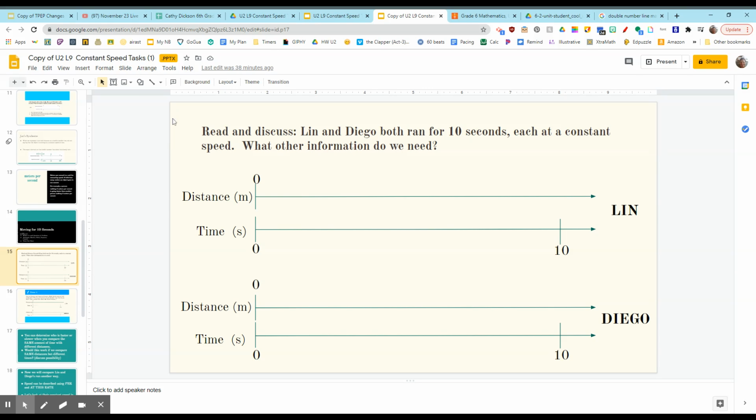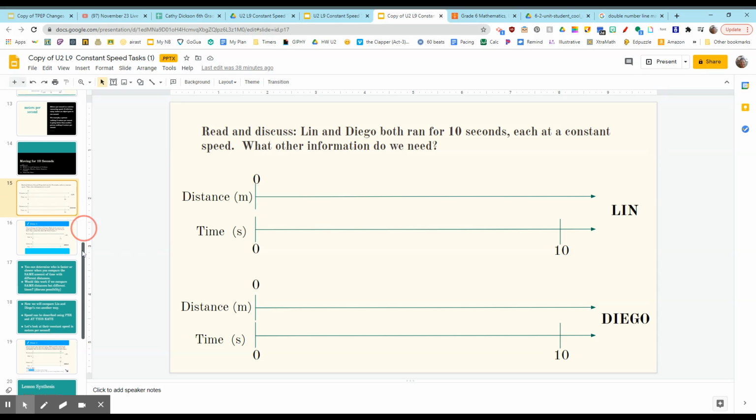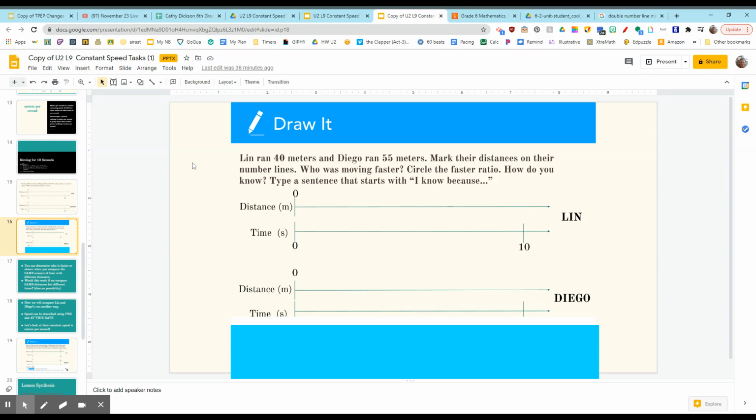On your double number lines, you need to make a double number line for Lynn. Make sure you label distance and time. You need to make a double number line for Diego. Make sure you label distance and time. Lynn and Diego both ran for 10 seconds at a constant speed. What other information do we need? Well, it looks like Lynn ran 40 meters and Diego ran 55 meters. Mark their distances on your number line. So Lynn would be 40, Diego would be 55.